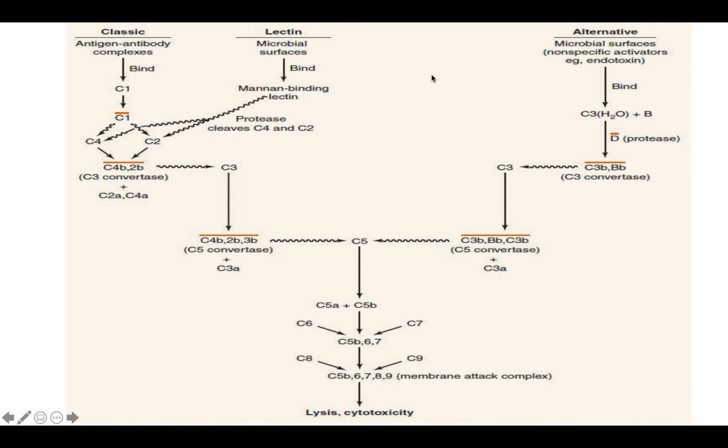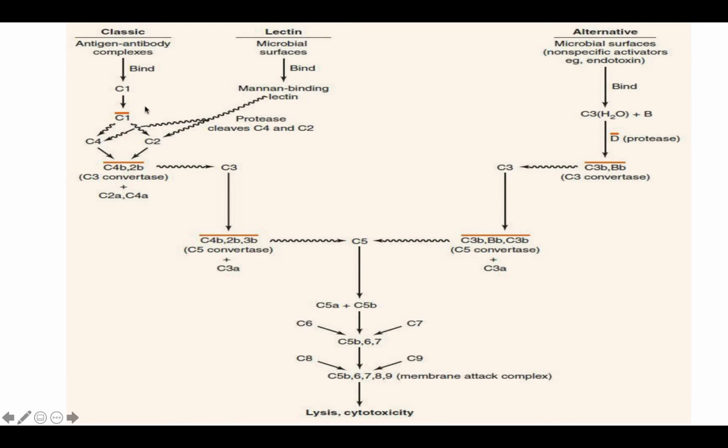What happens if you look at all three pathways? The first step is to make what is called a C3 convertase. There will be binding from each pathway with different molecules, and all of them will end with what is called a C3 convertase.